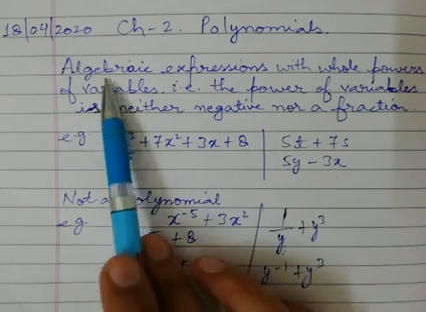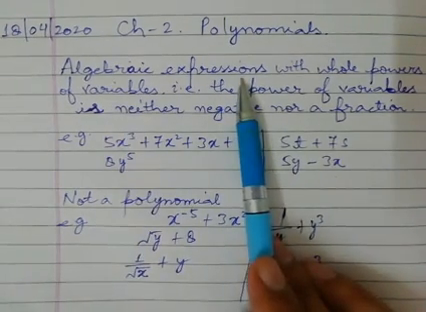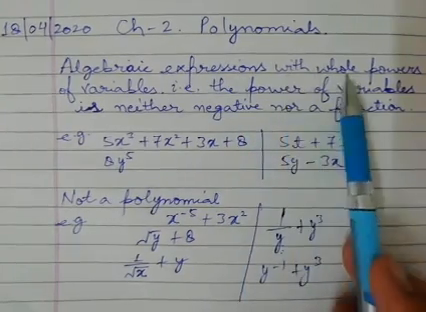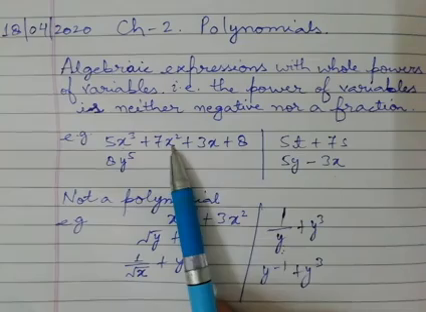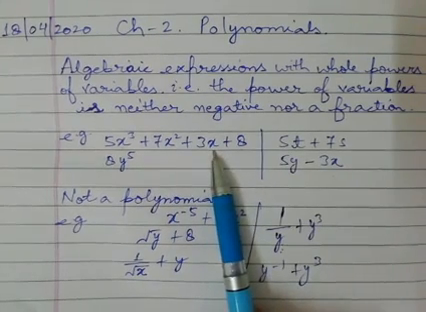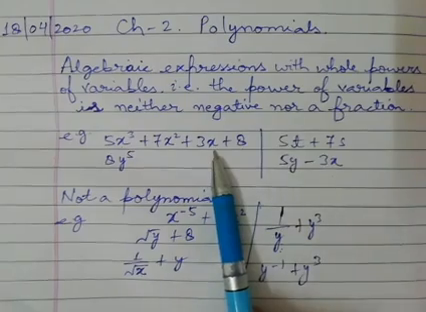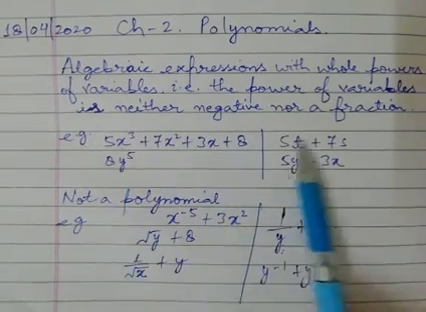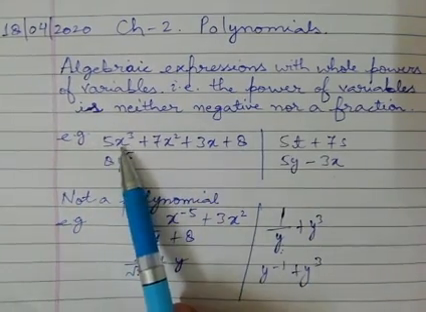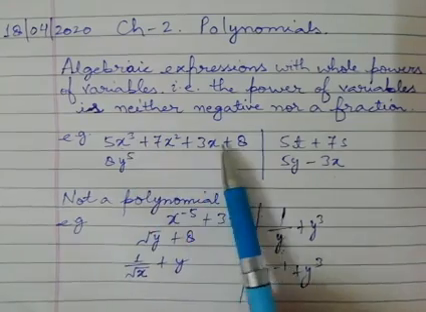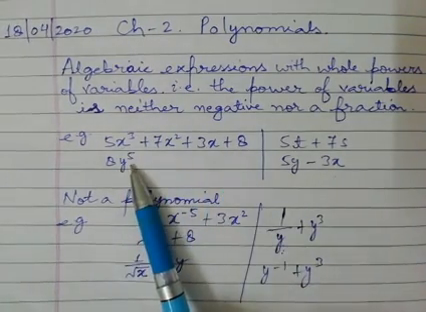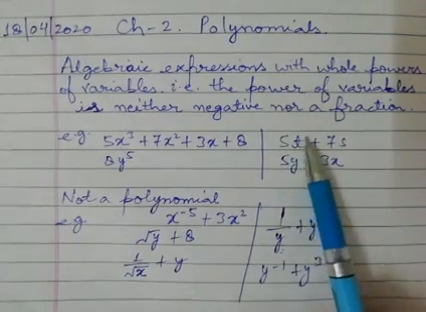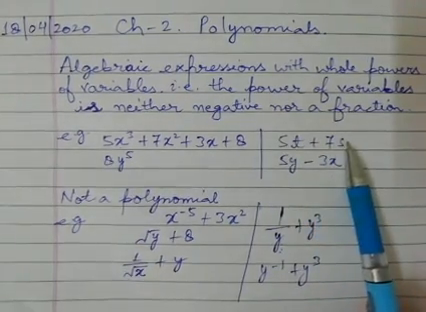Such types of algebraic expressions with whole number powers of variables, meaning the power of the variable is a whole number, neither negative nor a fraction, are polynomials. Here are the examples of polynomials: the power of x is 3, 2, 1, which are whole numbers. y to the power 5, a whole number. t to the power 1, a whole number. s to the power 1, a whole number.